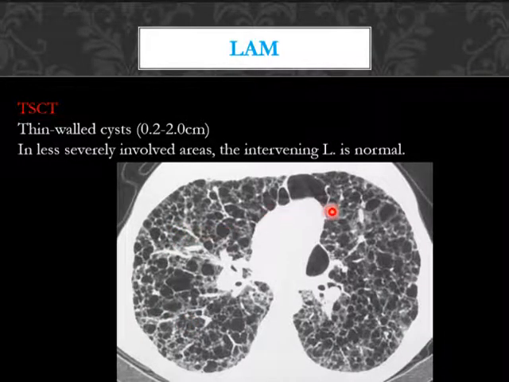This is a case of lymphangioleiomyomatosis. The whole lung is replaced by thin-walled cysts. They are of different sizes, but the same shape. And we see normal lung in between the cysts.